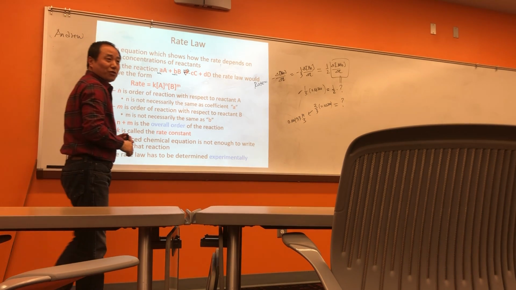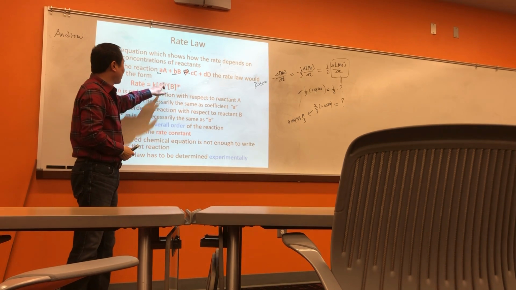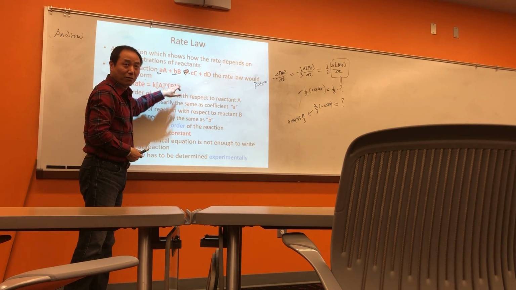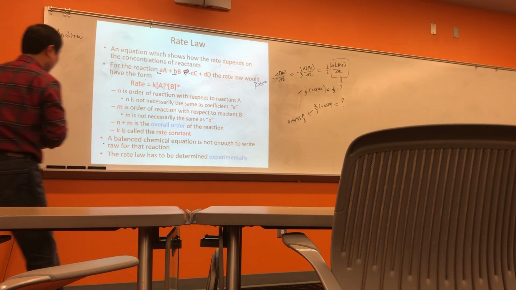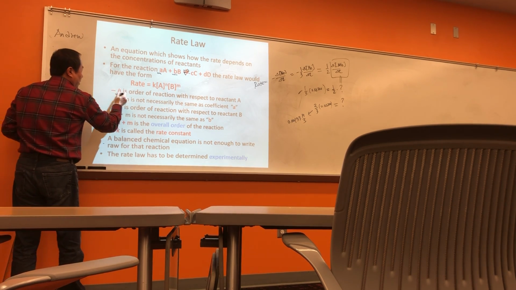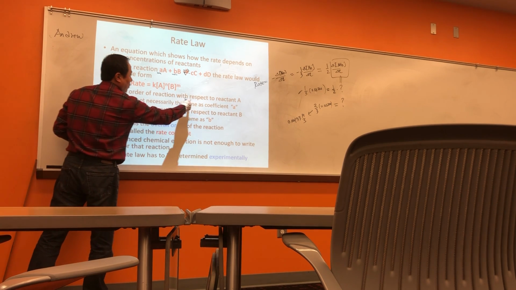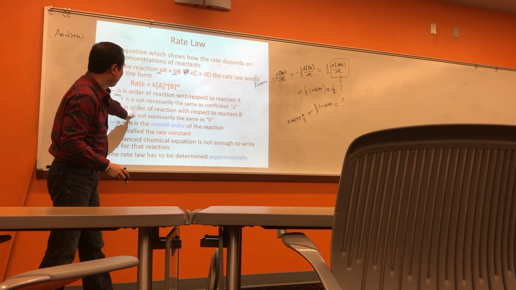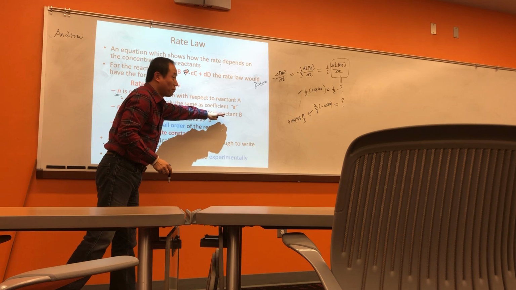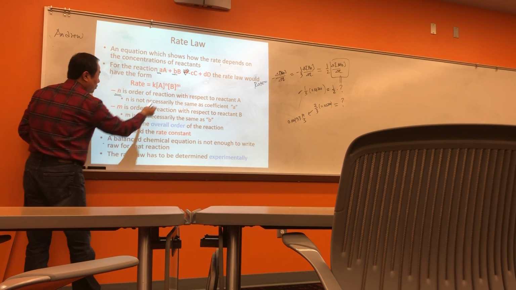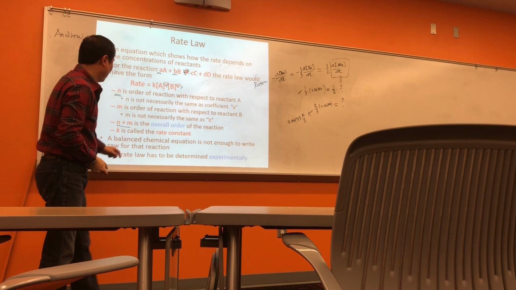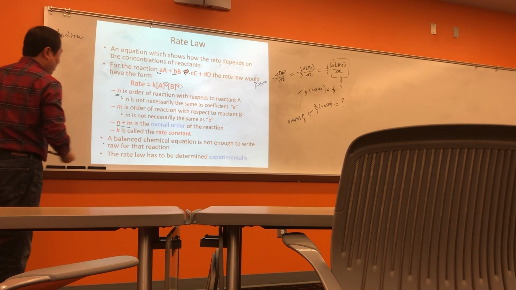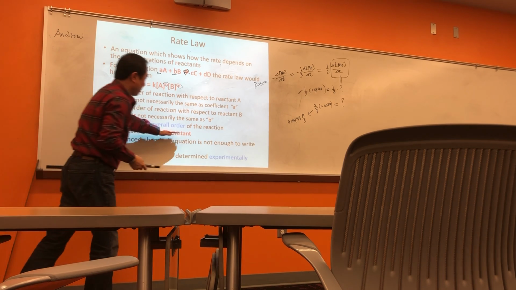Then you are responsible to find out this number. That number is not from here. You have to find this number through experiment. Now this n is considered the reaction order with respect to reactant A. This m is the reaction order with respect to reactant B. Adding those two numbers is what we call the overall order of the reaction. And this constant k is what we call the rate constant.